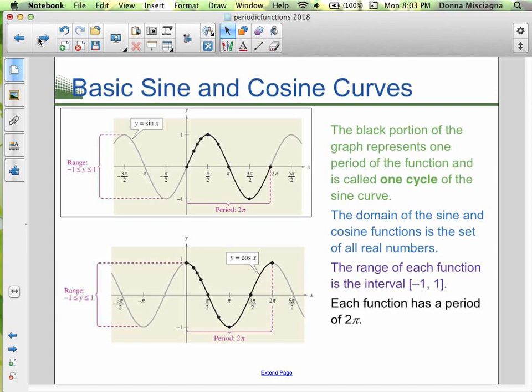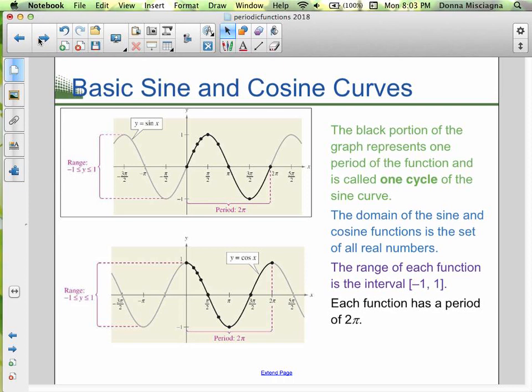Cosine starts at 1. At pi halves, it's at 0. At pi, it's at negative 1. At 3 pi halves, it's at 0. And then at 2 pi, it's back to 1 again. So both sine and cosine have a period of 2 pi, unless we change the equation. The black portion of the graph represents one period of the function for both sine and cosine. It's one cycle of the sine, and then one cycle of the cosine.